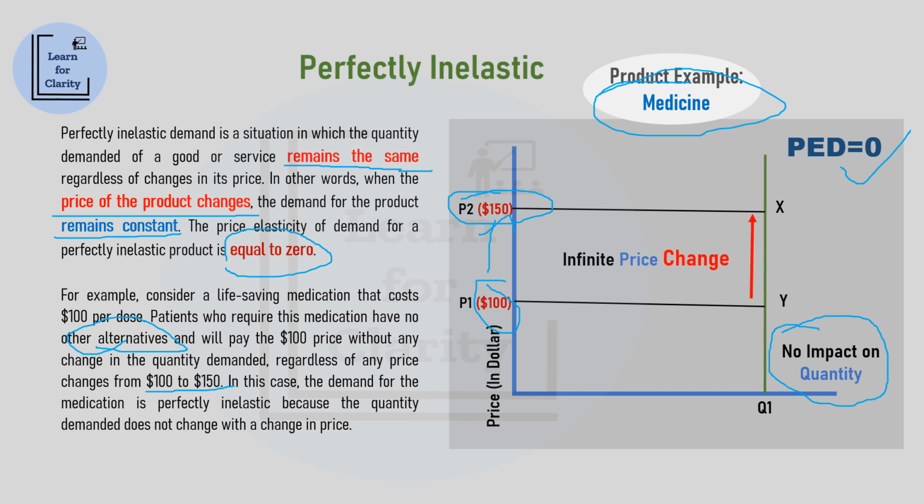Another example of a perfectly inelastic product is a unique work of art, such as an original painting by a famous artist. The demand for such a painting is unlikely to change, even if the price increases significantly, because there are no close substitutes for the artwork.